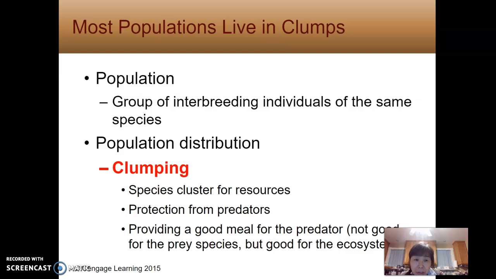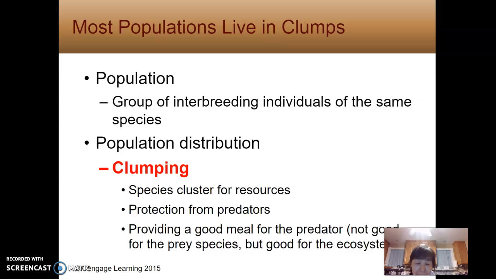So first, make sure you understand the definition of a population. Those are groups of interbreeding individuals, which means groups of the same species. Okay, they live in the same area. If they are not living in the same area, they are not able to do interbreeding, right? And then population distribution, and many of them live in clumps.